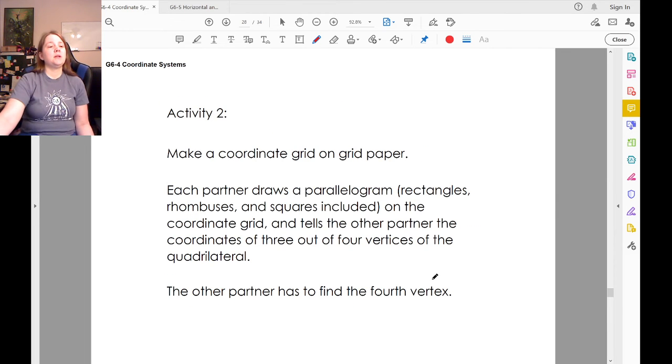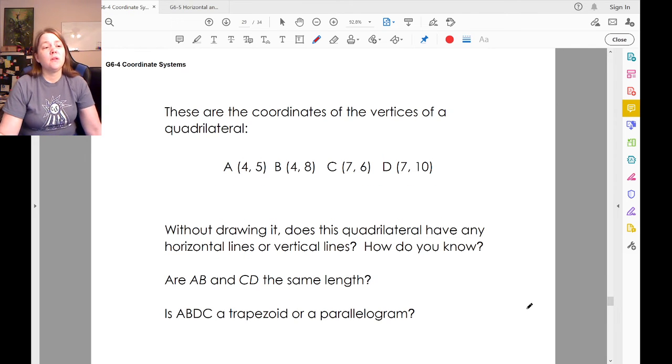So, what they're going to ask you to do now is to make a coordinate grid on grid paper. Do the best that you can, but for the most part, we're going to be practicing on Desmos for this. You can just go ahead and watch. These are the coordinates of the vertices of a quadrilateral. They want you to connect the dots here.